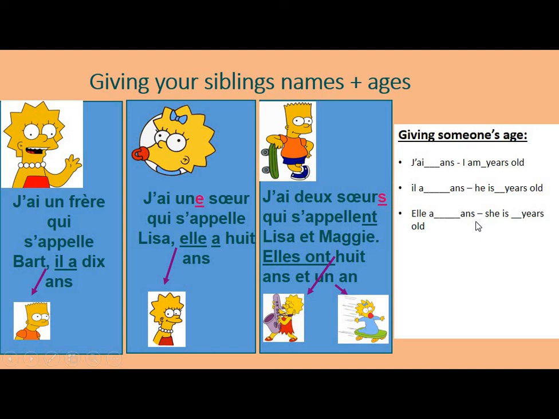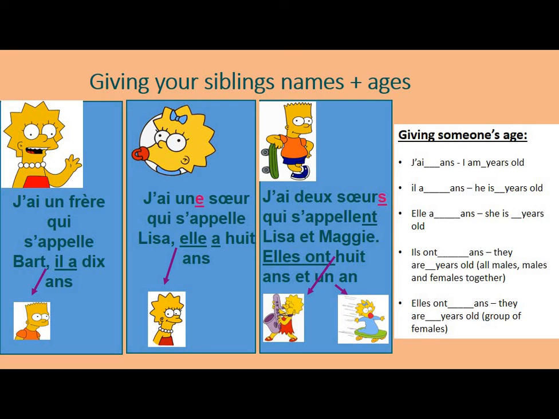Being able to discuss other people's age is really important because it can get you higher levels, and that's why we're here. Some of you may have more than one sibling then, so you could do this. Ils ont, blank ans. They are however many years old, and this is if it's a group of males. Okay, so you might have two brothers, ils ont, however old they are, or if it's males and females together. If you have multiple sisters, you're going to be using elles ont. This is a group of females.